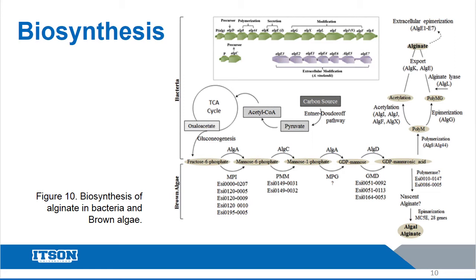If we compare the pathway of algae and bacteria, we see that they are pretty similar, but the bacterial alginate has the reaction of acetylation, and that's the main difference between them.